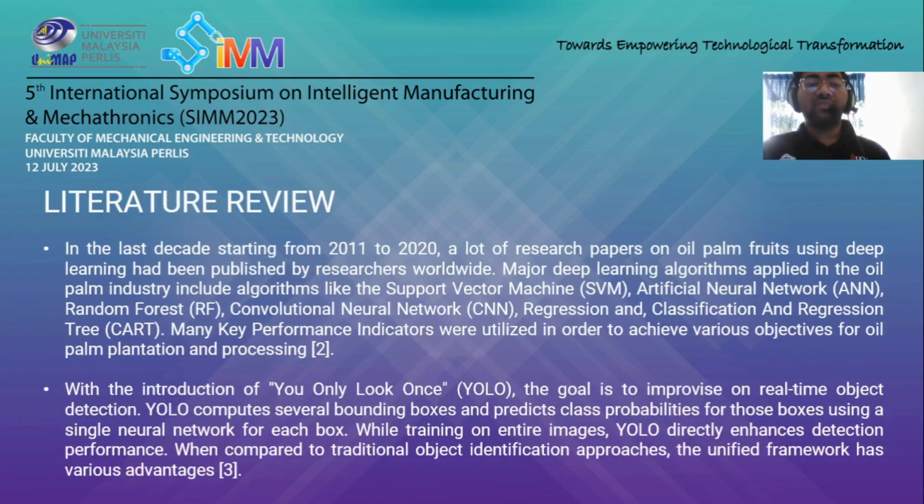So the literature review. As you can see, in the last decade, starting from 2011 to 2020, a lot of research papers on oil palm fruits using deep learning had been published by researchers worldwide. Major deep learning algorithms applied in the oil palm industry include the support vector machine, SVM, artificial neural network, ANN, random forest, RF, convolutional neural networks, regression, and classification and regression tree, CART in short.